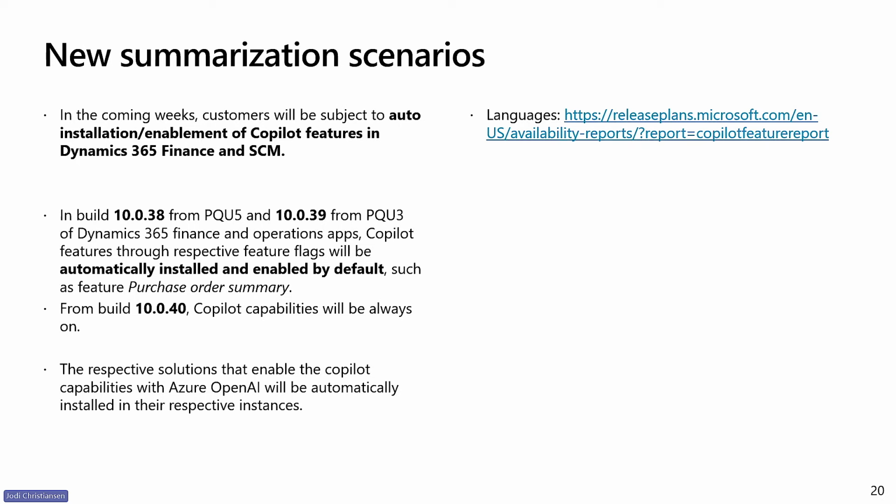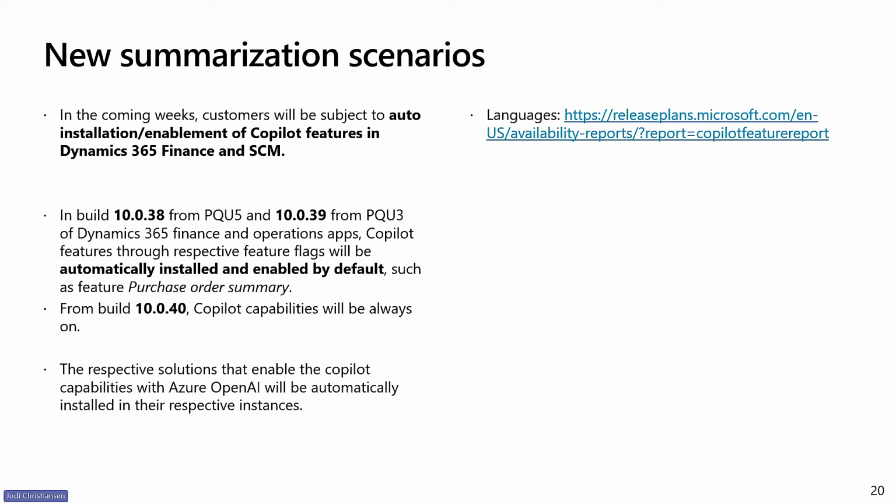So 40 and above, and then 38 and 39, there's some updates that will come out that they will be on by default. There are some Dataverse solutions that will also be installed. So if you have connected to those Copilot capabilities, so for using those Copilot capabilities through Azure OpenAI, we will be automatically installing those on Dataverse, and then those will be on by default as well in the Dataverse solutions. So there's many things that enable this Copilot. They will all be turned on by default when these updates come out.